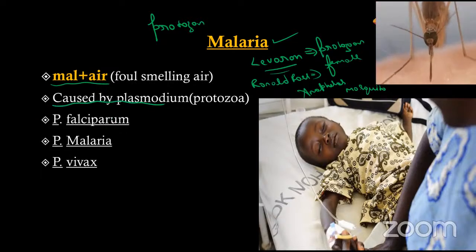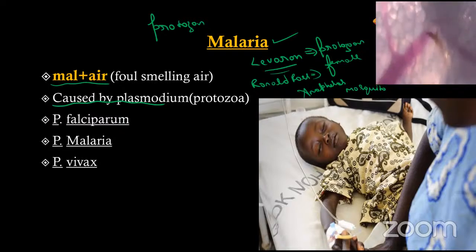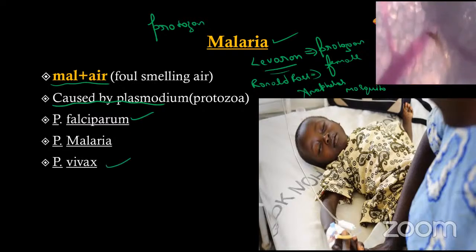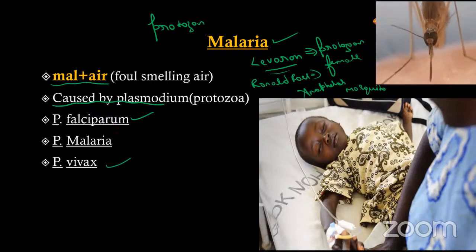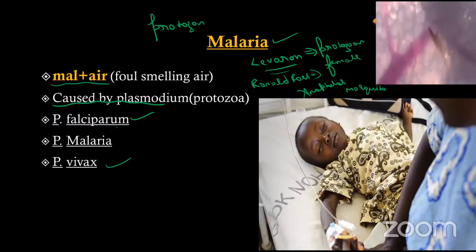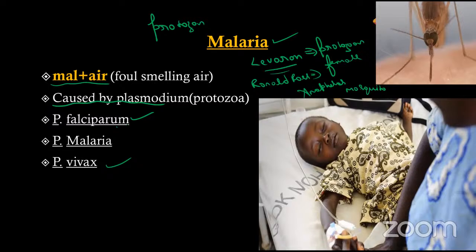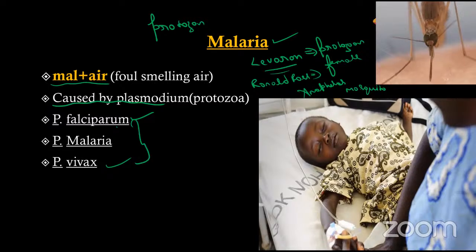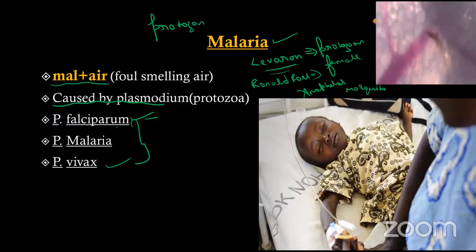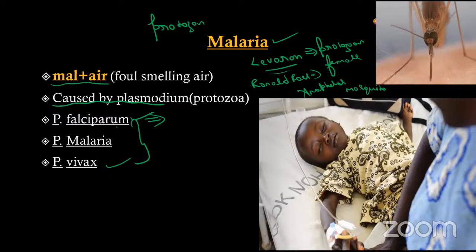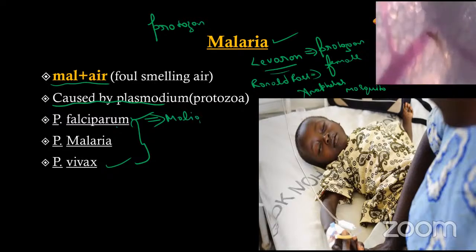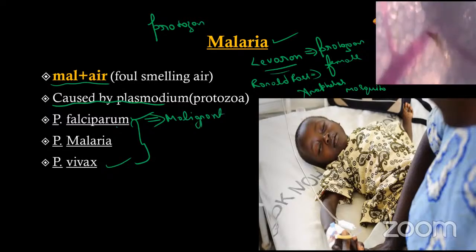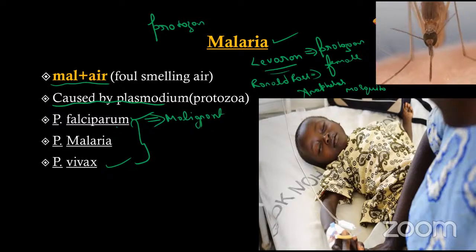Students, in India we also have malaria, but in India it is mainly through two types: falciparum and vivax. Malaria is caused by three species: Plasmodium falciparum, Plasmodium malariae, and Plasmodium vivax. These three are the causative agents of malaria. But Plasmodium falciparum is malignant. It is very dreadful in comparison to Plasmodium malariae and Plasmodium vivax.